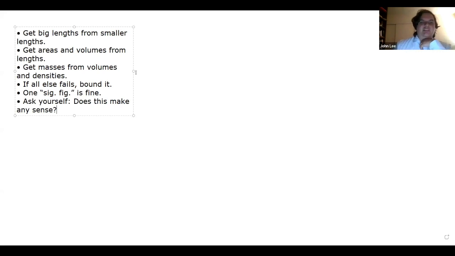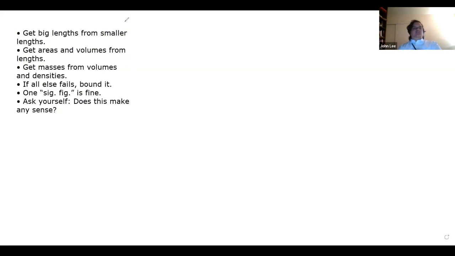So what this means is, if you know how tall a single story is, then you can multiply by the number of floors in a building to get an estimate of how tall the building is. Or if you know how thick a ream of paper is, then you can divide by the number of pieces of paper in the ream in order to get the thickness of a single sheet.